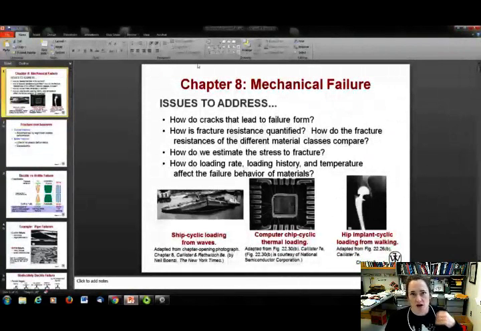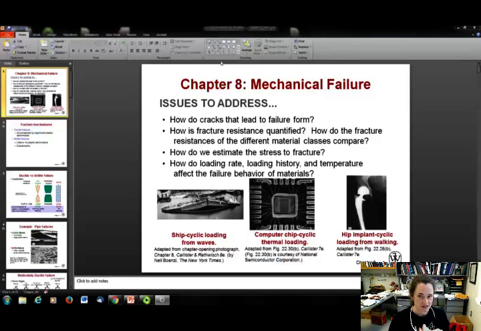Wanted to talk about mechanical failure, Chapter 8, probably the most depressing chapter, but also some of the most fun testing that gets to be done in material science and engineering. And so what we're going to talk about today is how do the cracks that lead to the failure form, how is the fracture resistance quantified for a material, and how do the fracture resistances of different materials compare, and then how do we estimate what stresses are going to cause a fracture, and then how does temperature affect it.